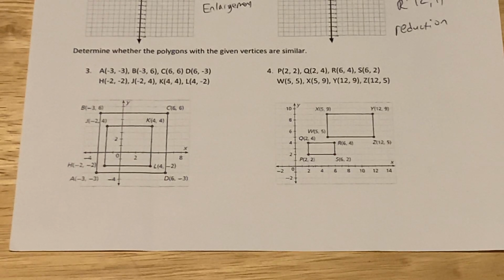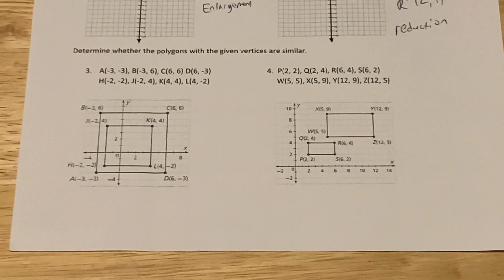So for 3 and 4, the directions have changed. It says determine whether the polygons with the given vertices are similar. And A, B, C, D, the vertices are listed, and H, J, K, L vertices are listed.